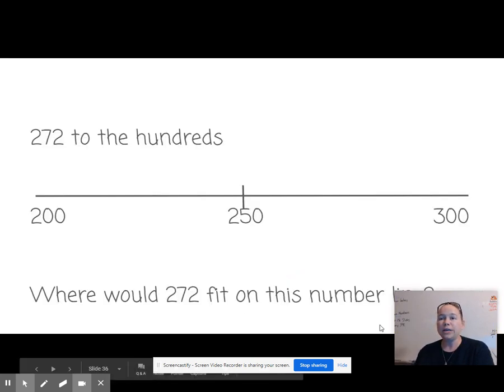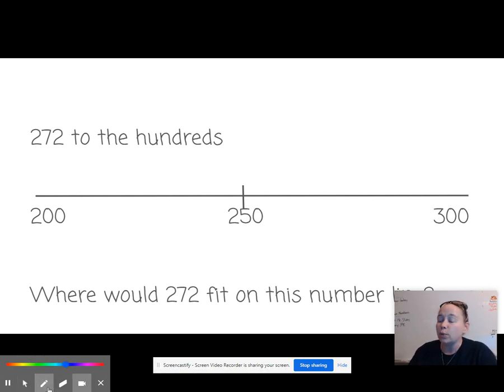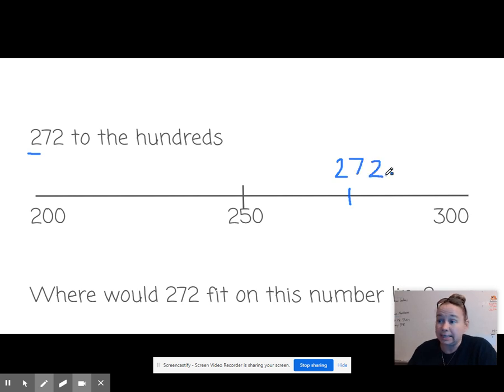For example, if we said I wanted to round 272 to the nearest 100, and we already know which place the 100 is in, right? Here's the hundreds place. What we're really saying is, is 272 closer to 300 or is it closer to 200? Well, it's closer to 300 because it would fall after 250. It would be about right here. 272 would fall right about here on a number line. So now visually, you can see that it's closer to 300. So if we rounded this to the hundreds, we would say 272 rounds to 300.